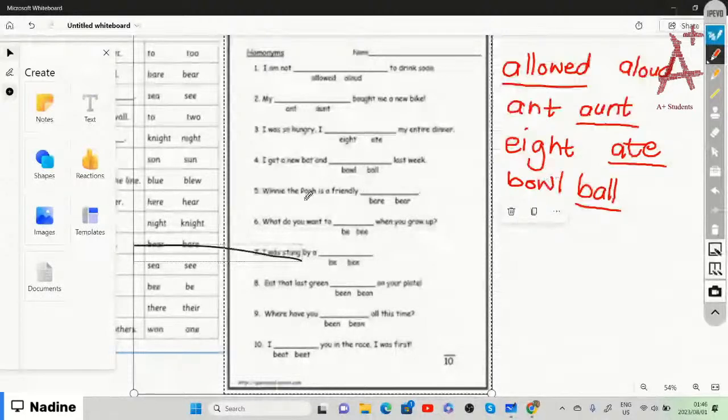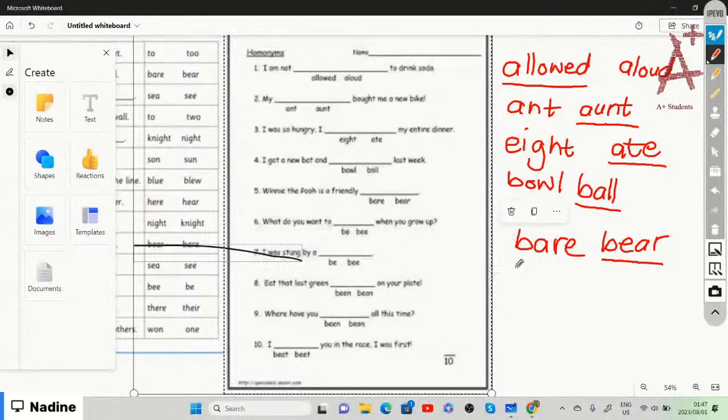Then Winnie the Pooh is a friendly bear. It's a friendly bear, right? So Winnie the Pooh is a friendly bear. We need to choose between bear and bare. So if we choose between bear and bare, then we will go with bear, which is an animal, because the other bare means it's almost like naked or nothing is on there.